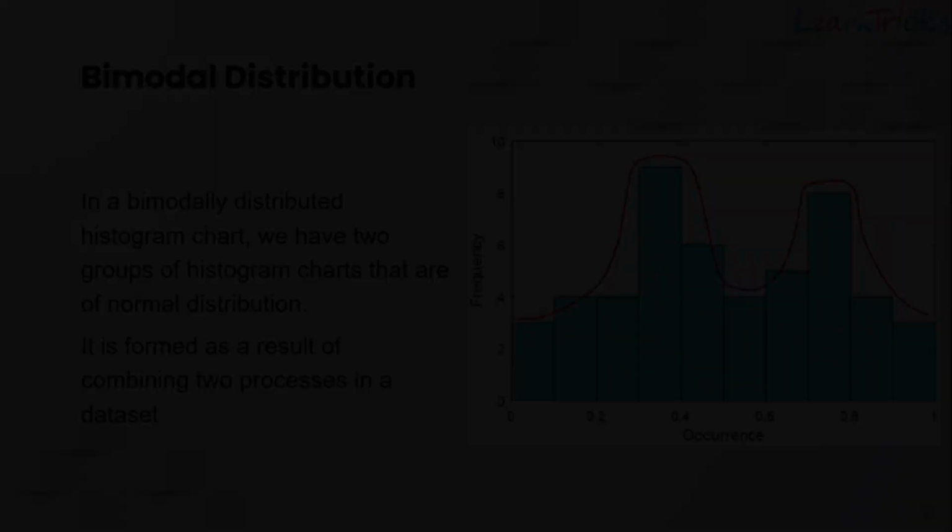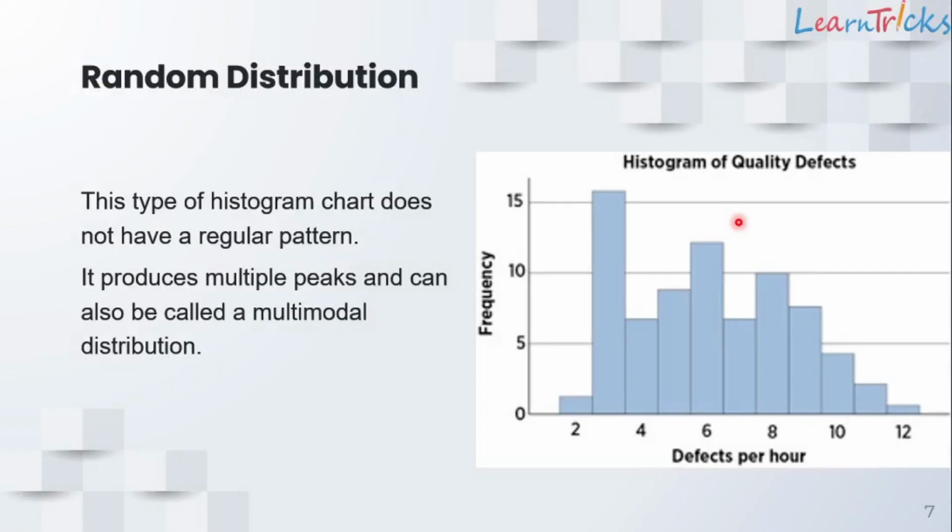Now the next type of histogram is the random distribution histogram, or randomly distributed histogram. This type of histogram chart does not have any regular pattern, and it produces multiple peaks and can also be called a multimodal distribution.